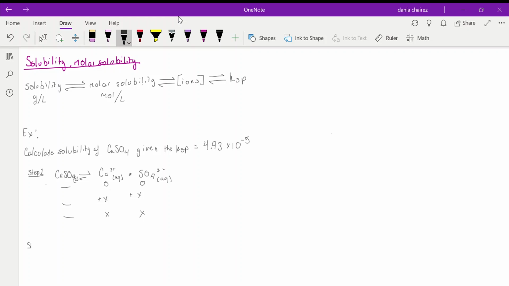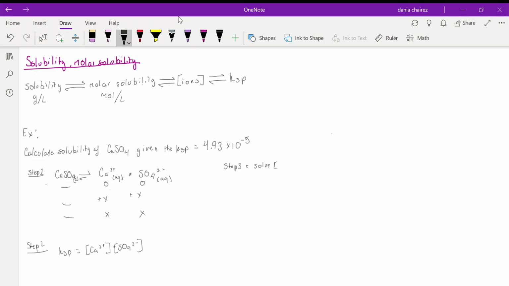But okay, so let's do step 2 as writing our Ksp expression, which is going to be equal to our concentration of calcium 2+ times SO4 2-, right?